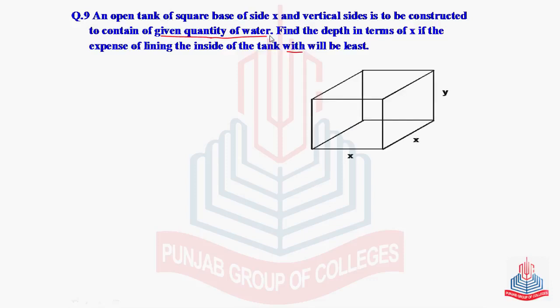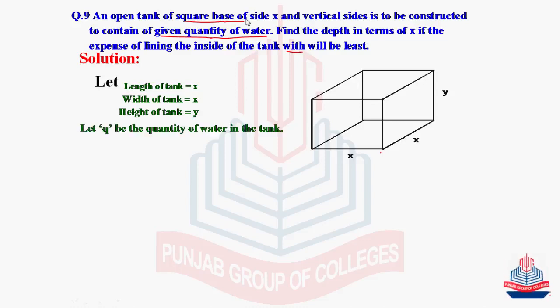So this one is the tank with side x, this one is the side, and this is the depth of this tank represented by y, and we have to make this y in terms of x. Solution: let length of the tank be x, width of the tank be x as base is square, and height of the tank be y, or you can say depth of the tank is y. Let Q be the quantity of water in the tank.